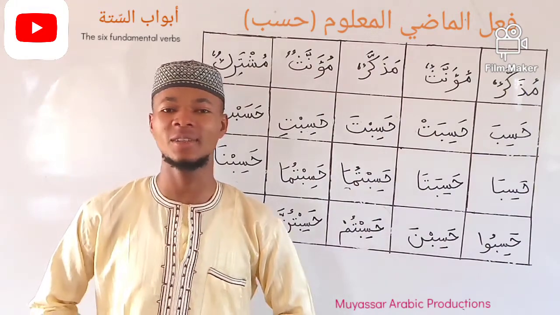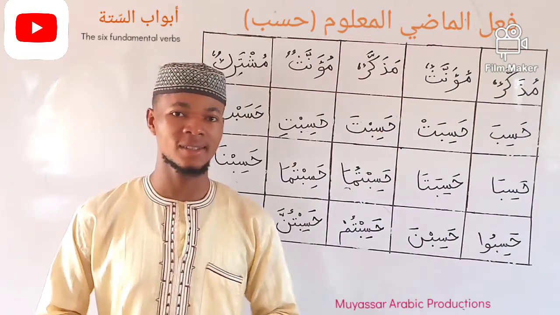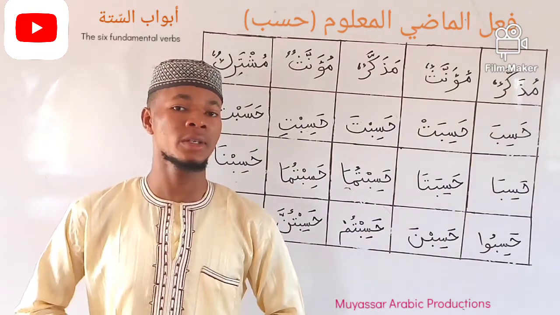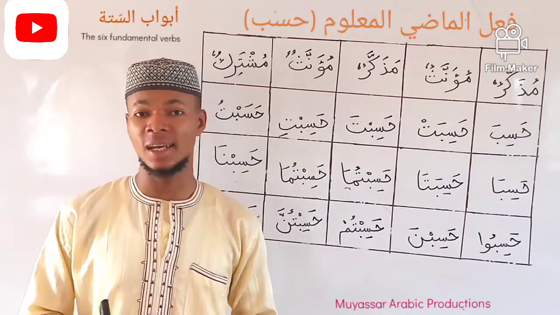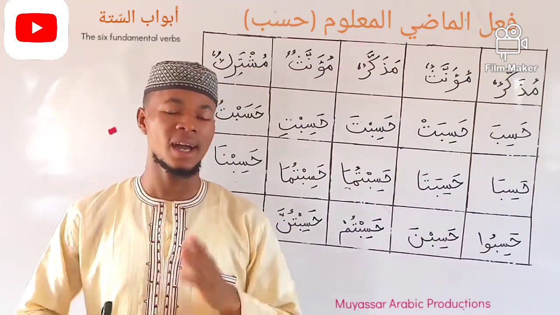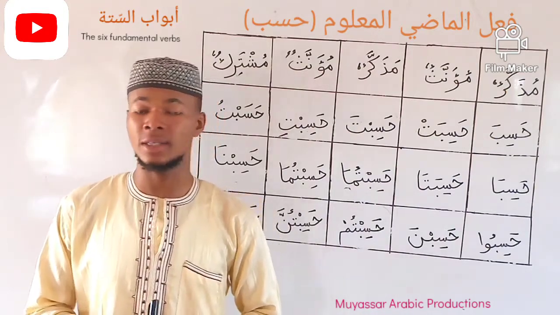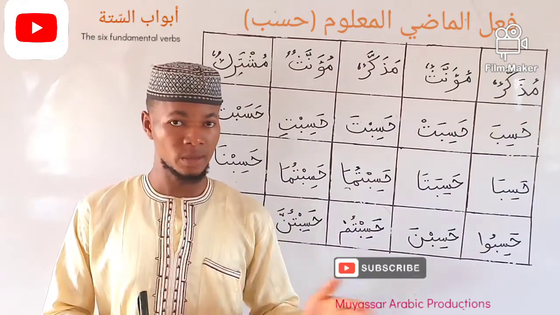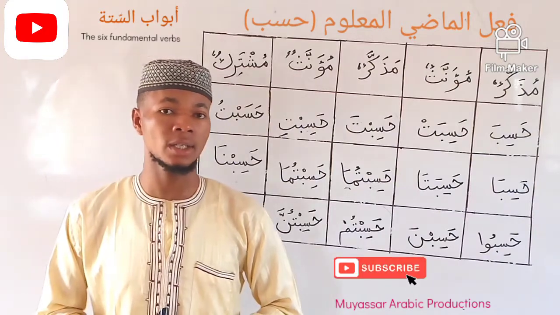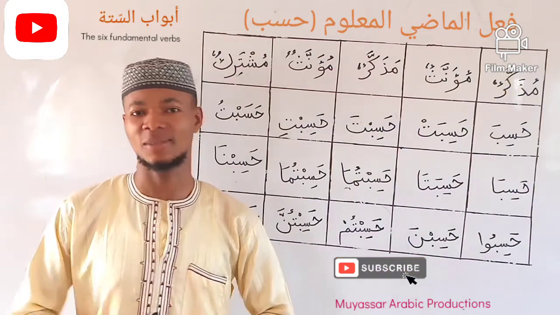أهلا ومرحبا. Welcome again to our new series as we continue to analyze the 6 fundamental verbs. Today in this lesson we are going to be looking at the analysis of the 5th among the 6 fundamental verbs, which is hasiba. In this lesson we are going to look at the analysis of the verb hasiba in its past tense. Thereafter, in our next lessons, we are also going to look at the analysis of the verb in its present and commanding tense.